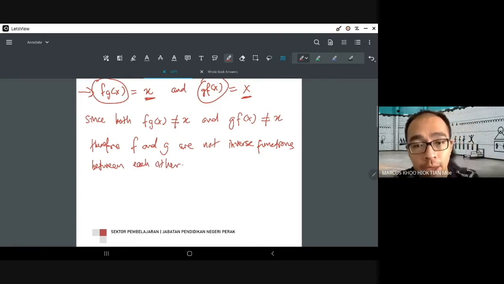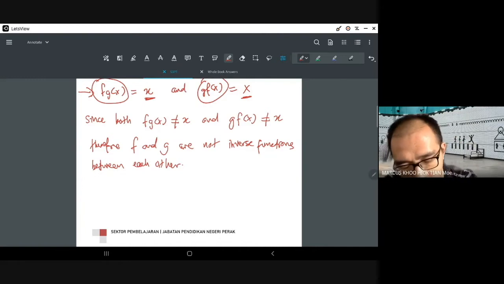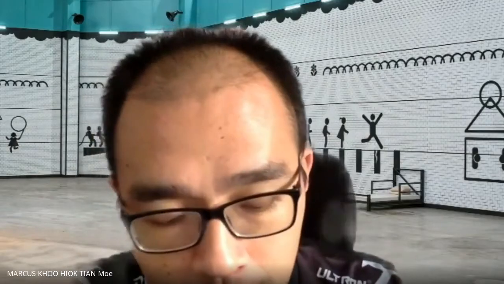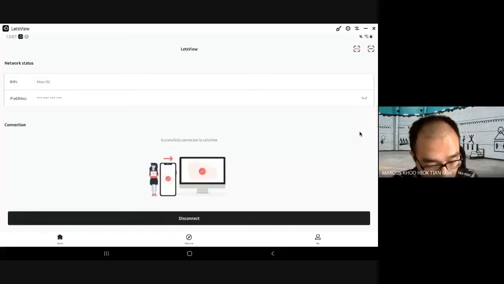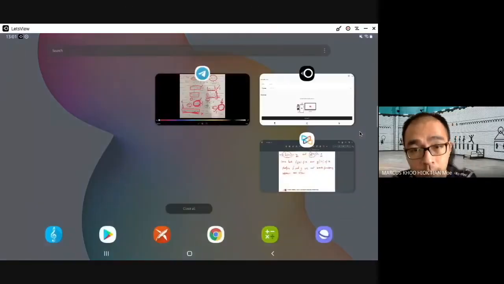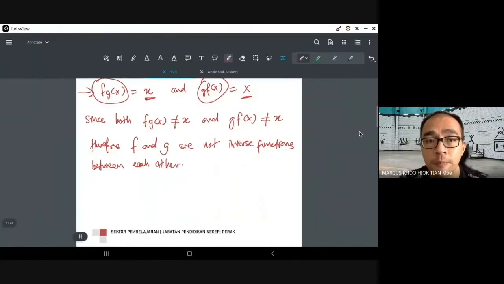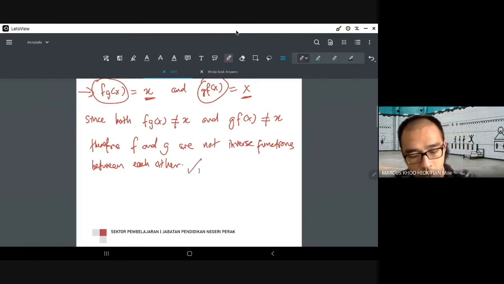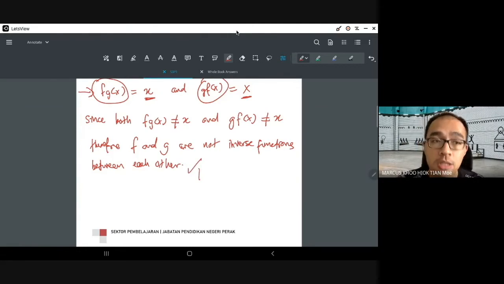If both f and g are inverse functions to one another, then when you find fg, you will get x. And when you find gf, you will get x also. They have to fulfill both conditions. But when you calculate both and neither is x, then f and g are not inverse functions to one another. And this is actually just 1 mark. You just have to state whether they are inverse functions or not inverse functions to one another.